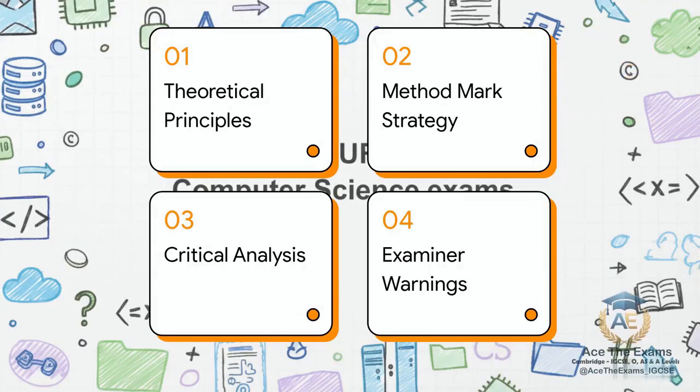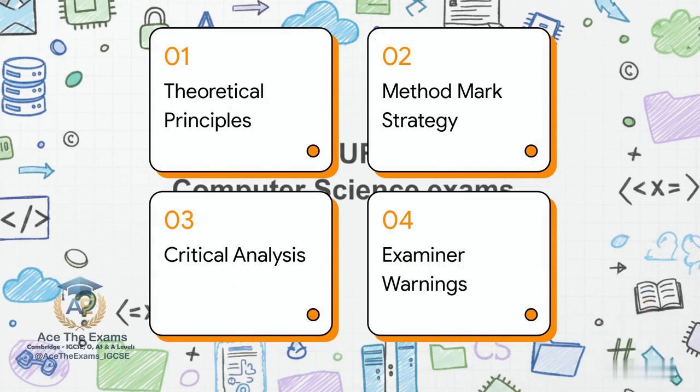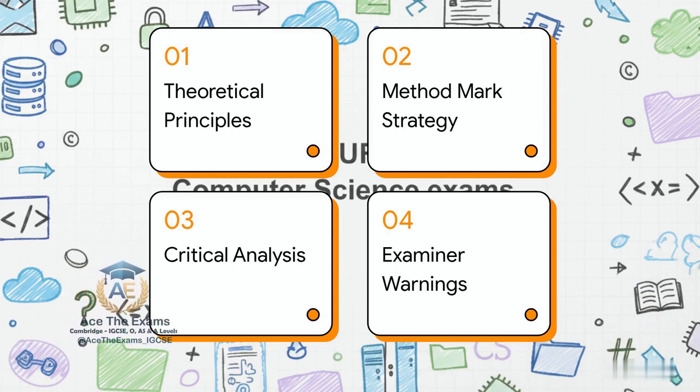Here is our roadmap to securing those top marks. Section 1, Core Theoretical Principles. Section 2, the Method Mark Strategy. This is how you pick up points even if your final product isn't perfectly polished. Section 3 is our Critical Analysis Framework. And finally, Section 4 covers the top examiner warnings to keep you out of those common pitfalls. Let's jump right into the action.